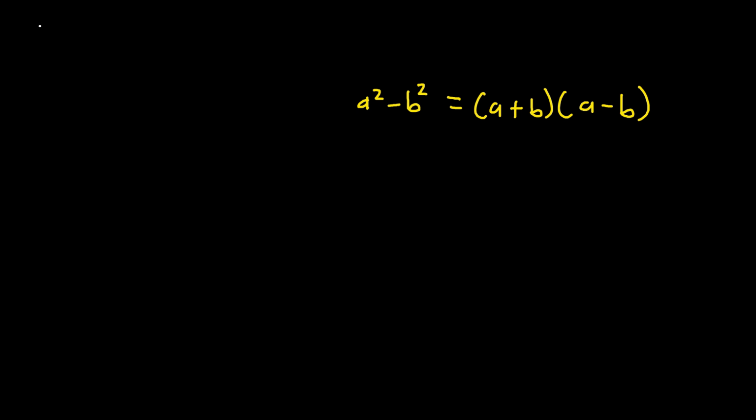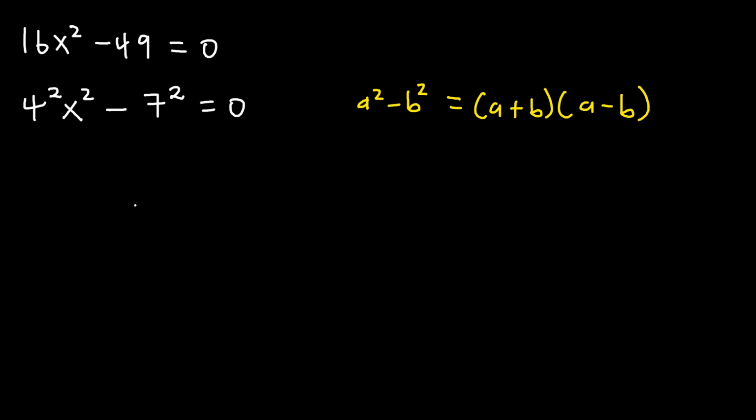Okay, try out this. Solve 16x to the power of 2 minus 49 equaling 0. Now for this example, 16 and 49 will give us a perfect square. So what number when raised to the power of 2 will give you 16? That number is 4 raised to the power of 2 times x to the power of 2, and then minus, what is the number when raised to the power of 2 will give you 49? That number will be 7 raised to the power of 2 equaling to 0.